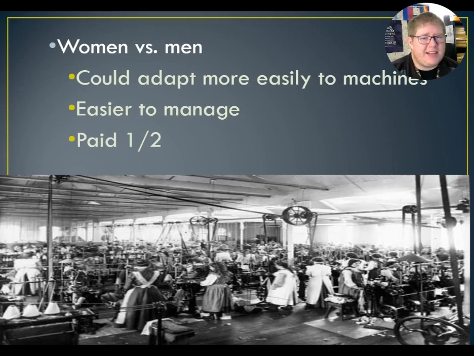Also, women could easily adapt more to these machines. They were easier to manage. And for the time, you could pay them half the cost. So it was a lot cheaper to hire women.